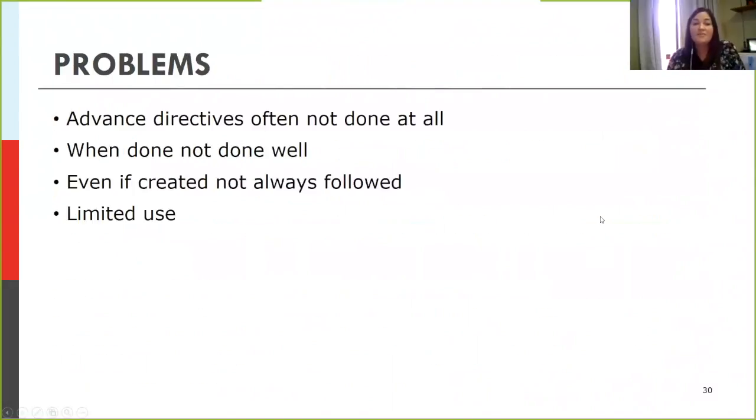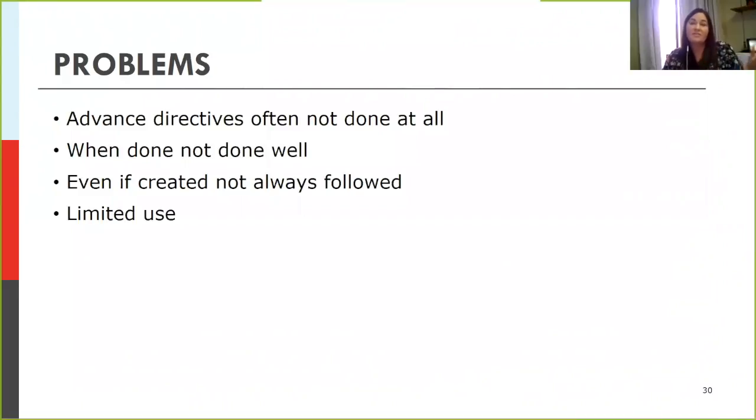Some of the problems related to advanced care planning is that often advanced directives are not done at all, right? I think we talked about that a little bit earlier, in that many people living with chronic illness have not implemented these documents, and I think that's true for professionals as well. Sometimes when they are done, they're not done very well. They're not done with much conversation surrounding them. And then even when they are created, they're not always followed.